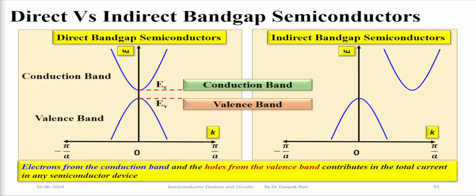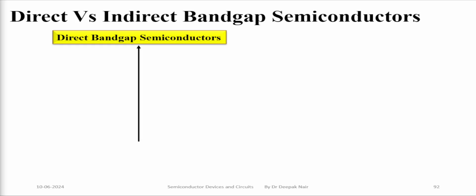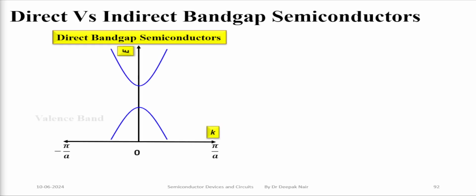So remember, electrons from the conduction band and holes from the valence band contribute to the total current in any semiconductor device. Now let us see how these currents are basically developed and what the different applications of direct bandgap semiconductors and indirect bandgap semiconductors are.